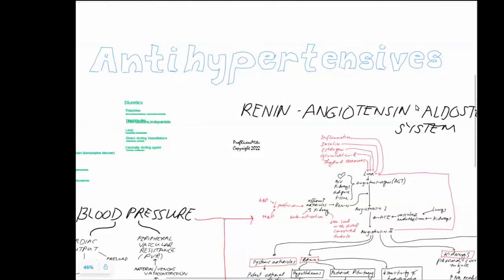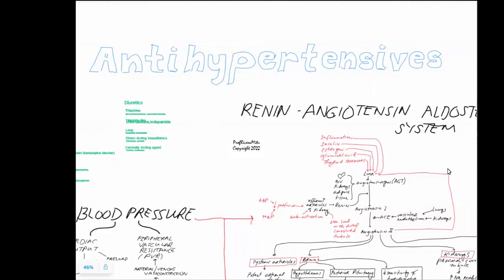So today we will be talking about antihypertensives. In a previous video that I have posted, I had discussed the renin-angiotensin aldosterone system and the physiology of that, and how basically blood pressure is increased due to the effect of the RAS. So today I will correlate the RAS with the medications that we use for hypertension.